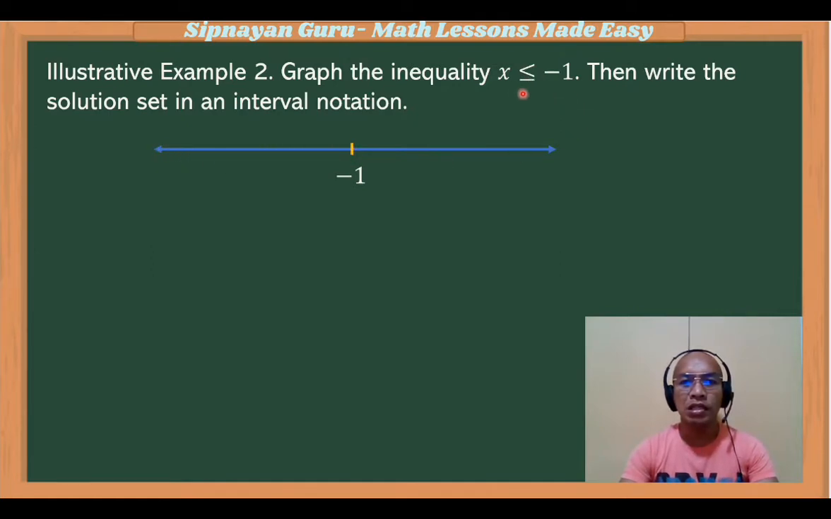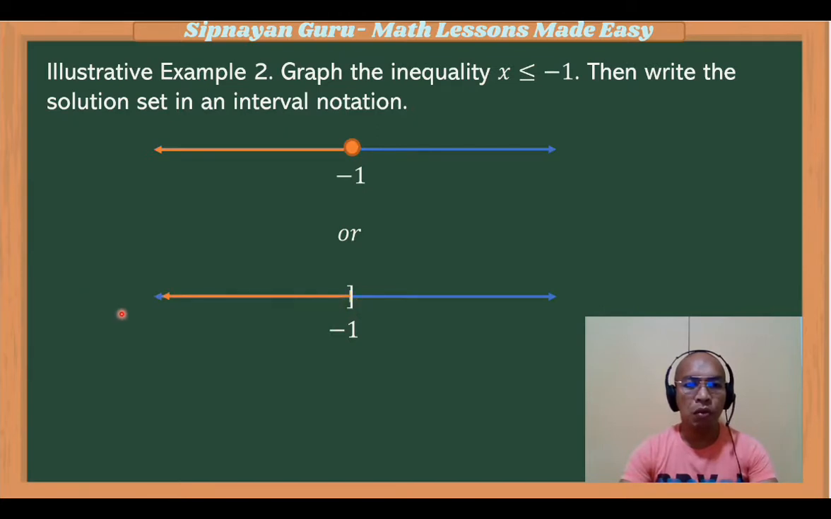Since this is less than or equal to, we will put a solid point here, and we will draw a ray leading towards the left because these are values less than -1. Similarly, we will just take this one, put -1, and put a bracket opening towards the left, and we will draw a ray leading towards the left.